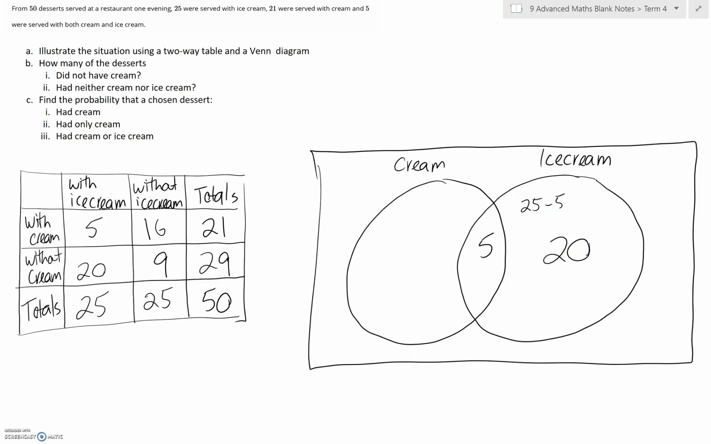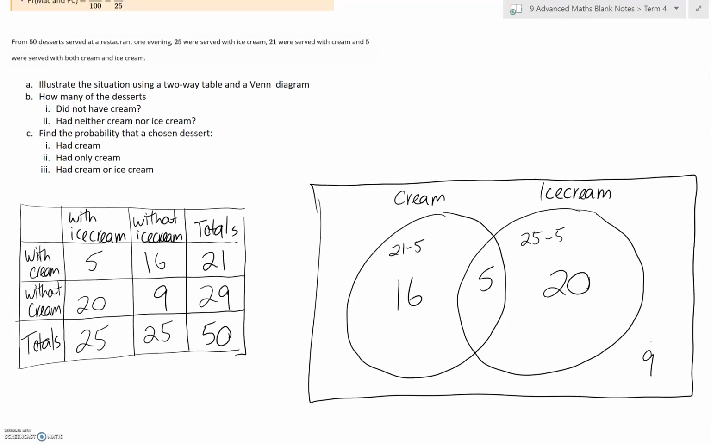So don't be afraid to do those calculations there. Similarly, on the circle on the left hand side, 21 were with cream, 5 were with ice cream as well, so we've got 16 there, and we need to put outside of our box how many got nothing, and that was 9. So you can see we've got the same information in both the two-way table and the Venn diagram. It's just set up differently. All right, let's answer the rest.